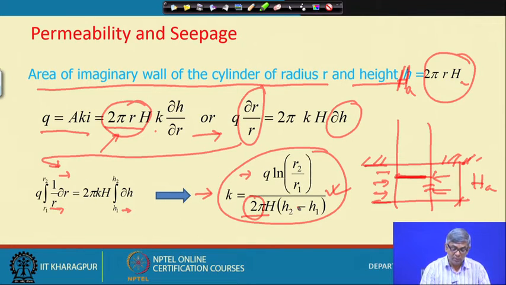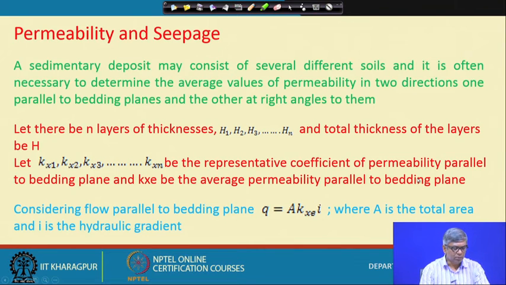So, like the previous case, if I want to find out the drawdown and at a distance what is the area of influence, all those things I can similarly modify. This well itself can be taken as an observation well, and at a distance where there is no drawdown, that can be taken as the final observation well, and based on that I can modify this equation and find out the permeability value k.